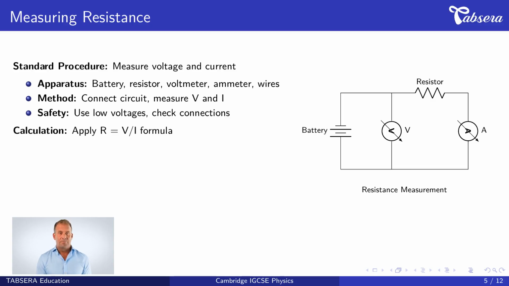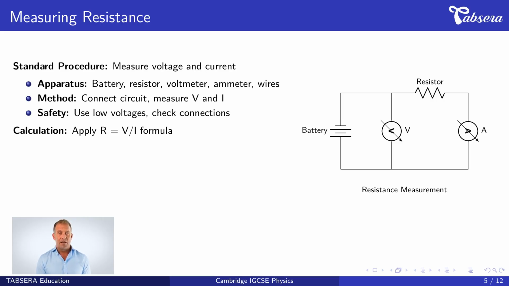Now we examine the experimental method for measuring resistance. This follows Cambridge IGCSE standards. The apparatus needed includes a battery to provide voltage, a resistor to measure, a voltmeter to measure potential difference, an ammeter to measure current, and connecting wires. The method consists of these steps.